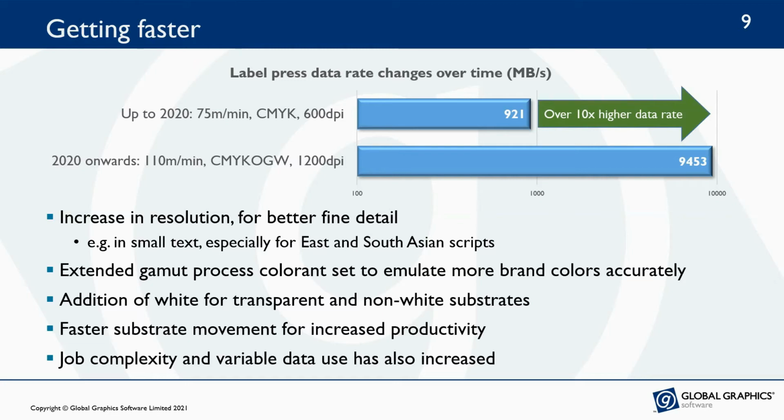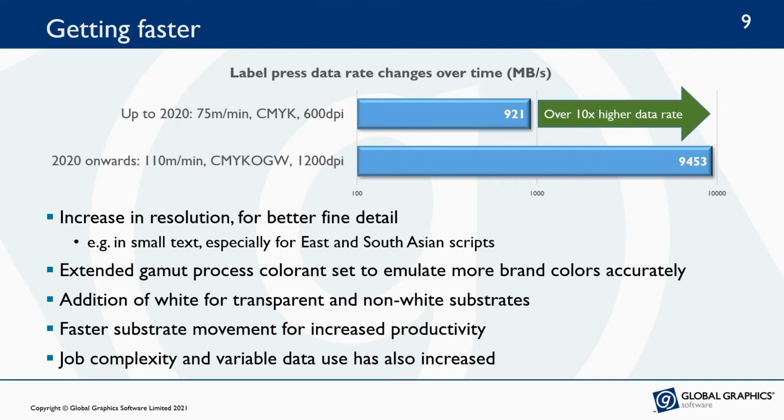Secondly, I'll focus on the two label presses. The slower one is typical of what vendors were selling in 2019 and 2020, while the fast one is closer to what many vendors are selling or launching in 2021. You can see that resolution, number of colorants, and substrate speed are rising for each new generation of press, and the effect on required RIP and DFE data rates can be very significant. In this case, data rate steps up by around 10 times. I kept the same logarithmic scale on this graph as on the previous page.